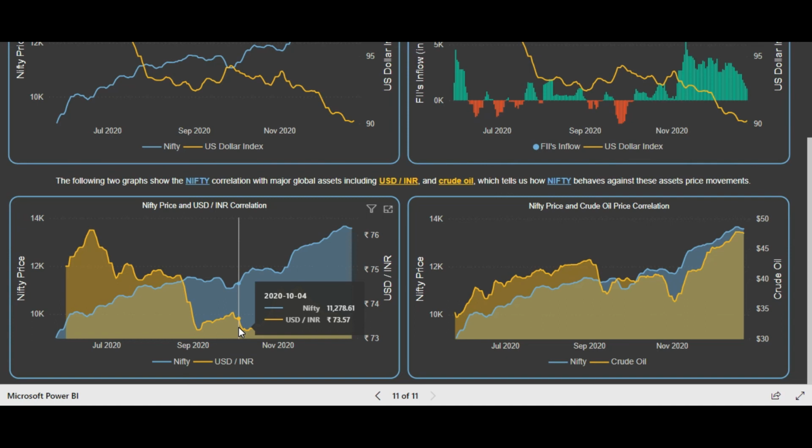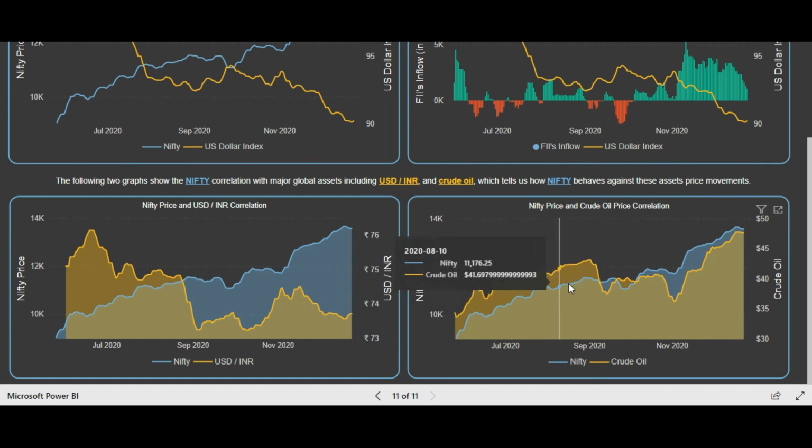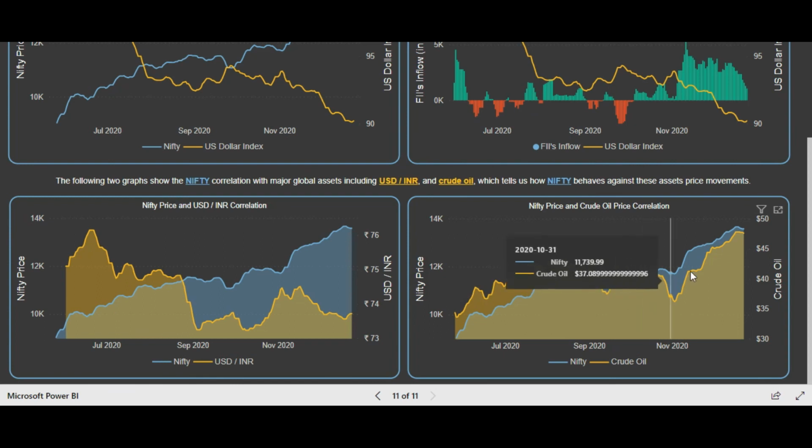Now coming to the last graph, you can see the Nifty price and crude oil price correlation. You can see there is a high positive correlation between the two. As soon as the crude oil price rises, the Nifty also rises. Most of the time you can see there is a high correlation.